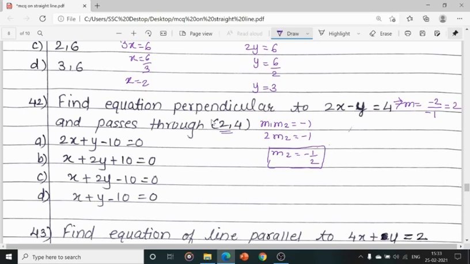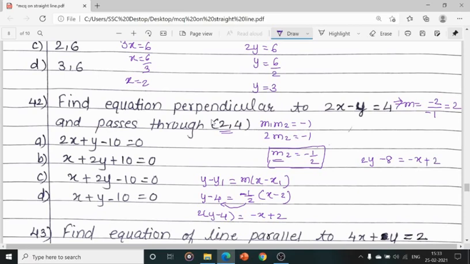We know the slope point form, that is y minus y1 is equal to m into x minus x1. We need to use this slope. So y minus 4 is equal to minus 1 by 2 in bracket x minus 2. Take this 2 to this side. So 2 into y minus 4 is equal to minus x plus 2. 2y minus 8 is equal to minus x plus 2.